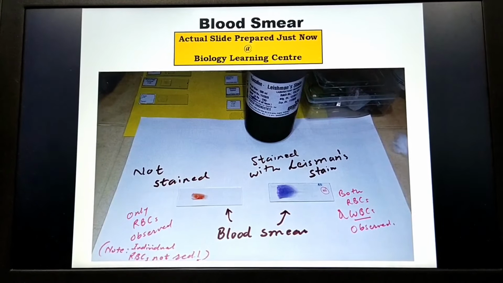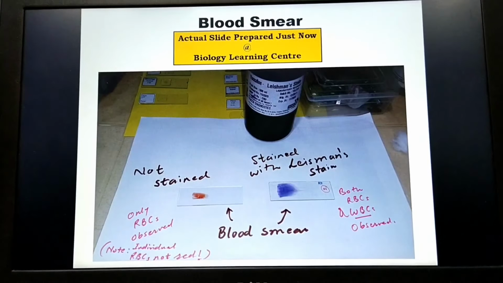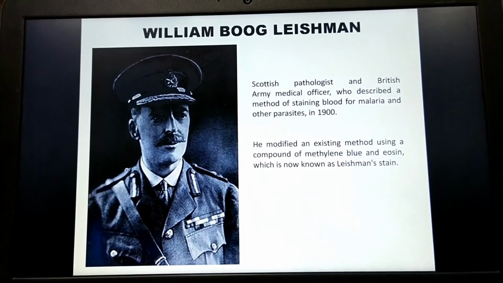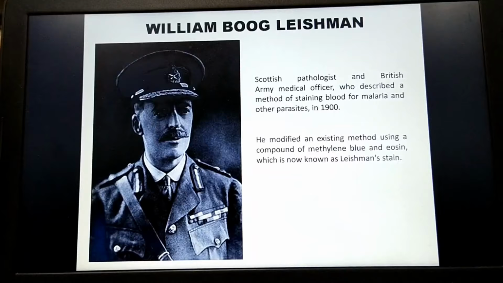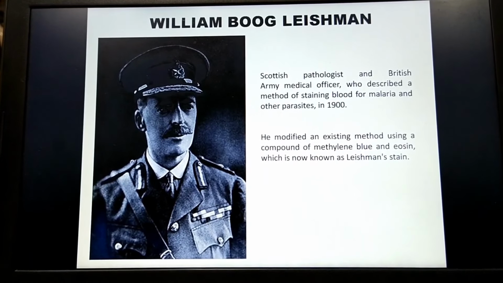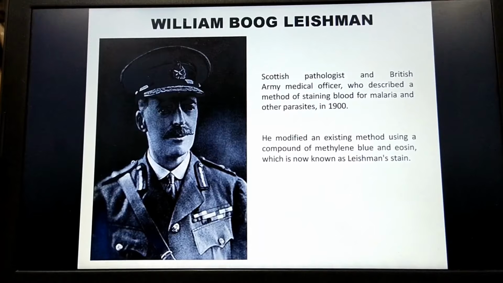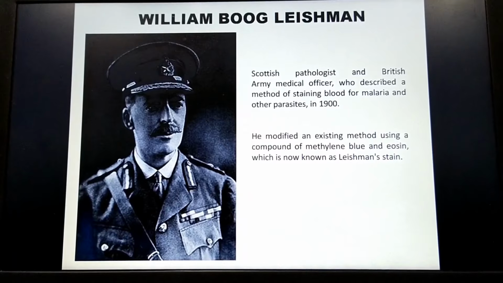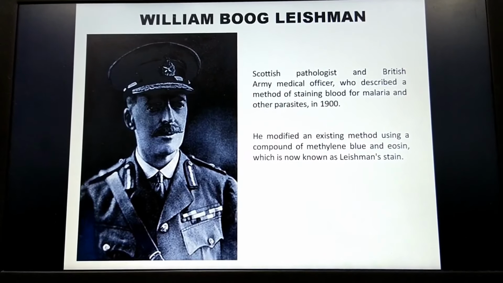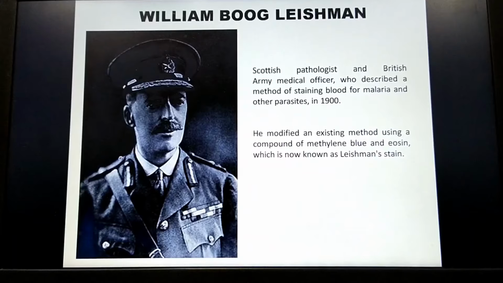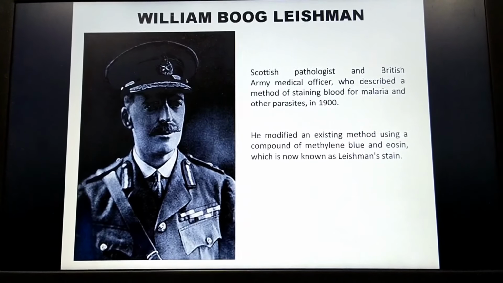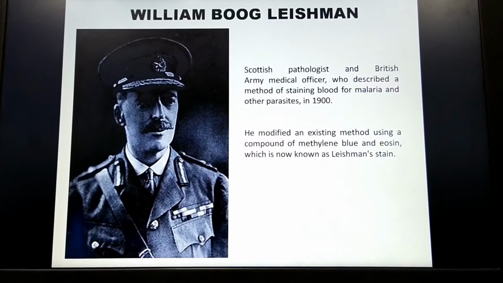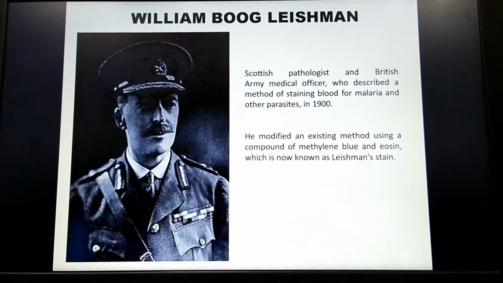Here you can observe both red blood cells and WBCs. This has been pictured, and you will be shown that shortly. This is the great person, William Boog Leishman, Scottish pathologist and British Army medical officer, who described a method of staining blood for malaria and other parasites in 1900. He modified an existing method using a compound of methylene blue. Methylene blue is a basic stain, and eosin is an acidic stain, which is now known as Leishman stain.